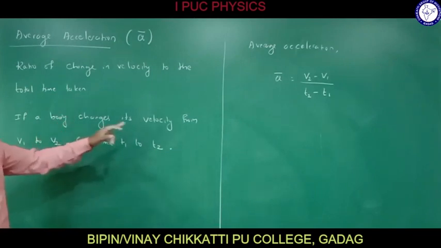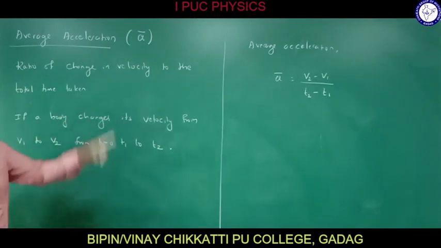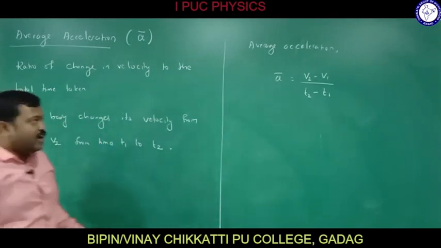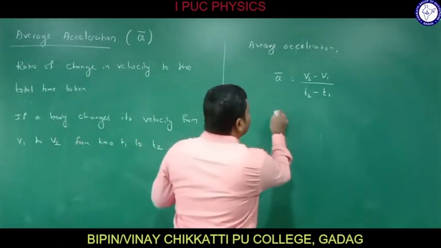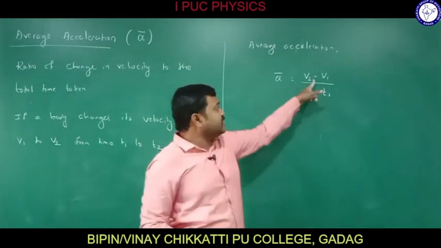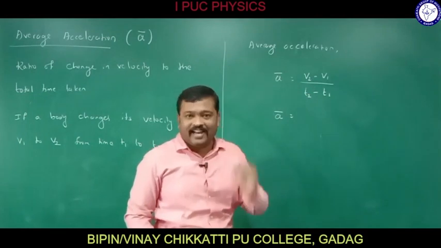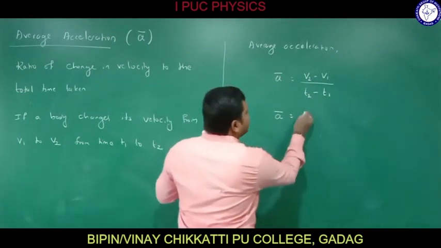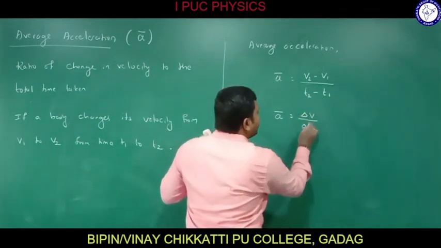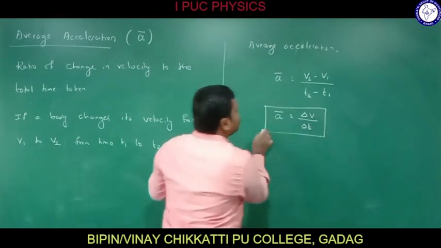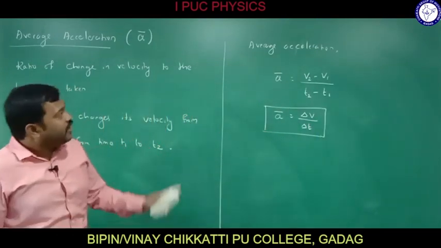And what is the change in velocity? V2 minus V1. That is what I have written there, right? I already told you how to denote this. Differences are always denoted by delta. So what is the formula for A bar? That is delta V divided by delta T. So do remember, this is the formula for average acceleration.